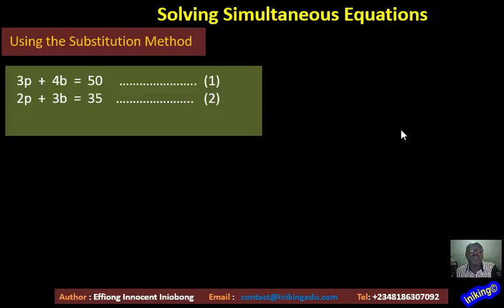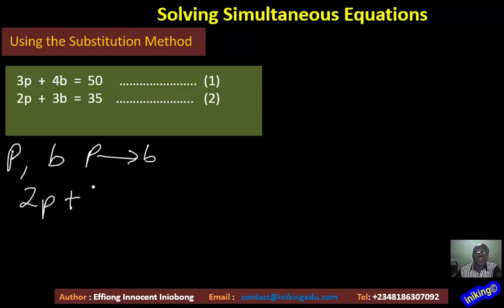I'll take any of the equations. In this case, I'm going to take equation 2. You can make use of equation 1 if you want. The most important thing, I'm going to express one of the variables in terms of the other. Again, I have p and b this time around. Let me see if I can express p in terms of b. I'll take equation 2, for example. It doesn't matter which one I use. I'm just looking for the one that is easier for me.